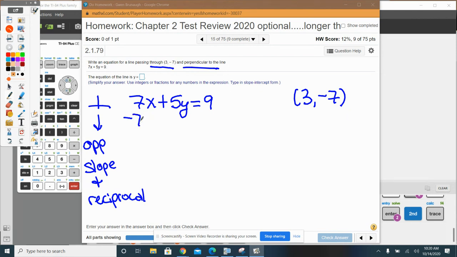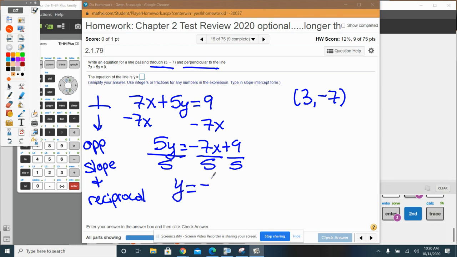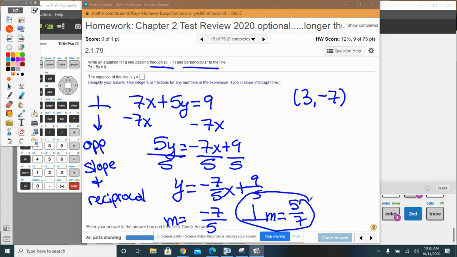So to find the slope, I'm actually going to have to get y all by itself. So I'll divide everybody by my number here. And the slope they give me is not -7/5. That is not what I'm after. I need the perpendicular slope. So I'm going to change the sign and make it positive and flip it upside down. So the slope I need is this 5/7. Okay, so the first thing I can type in there will be 5/7 x.